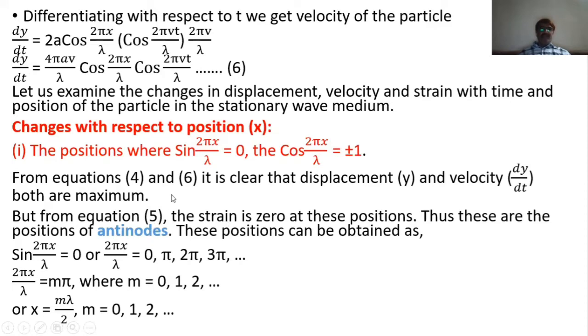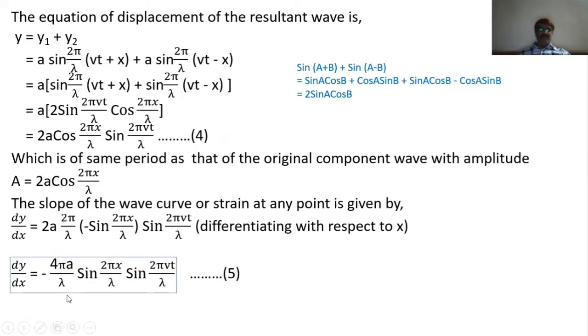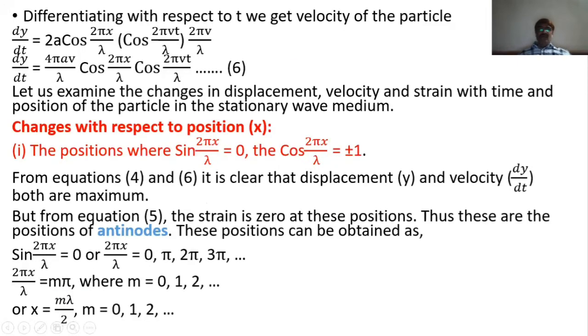Now what about the strain? Strain, that is dy by dx. Since the sine function is 0 and cosine is plus or minus 1, here it is a sine function, so strain will be 0. And when strain is 0, what do these points represent? The strain is 0 and displacement is maximum, that means these are the antinodes. And we have to find the positions of these antinodes.